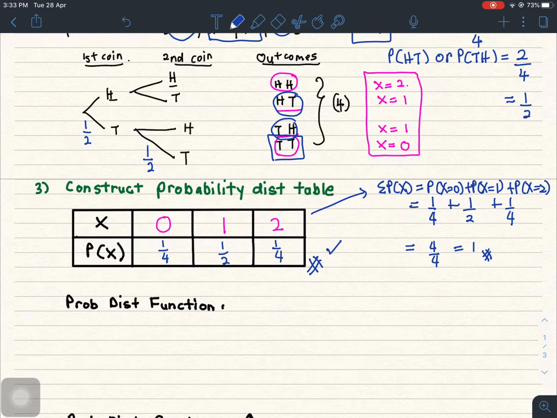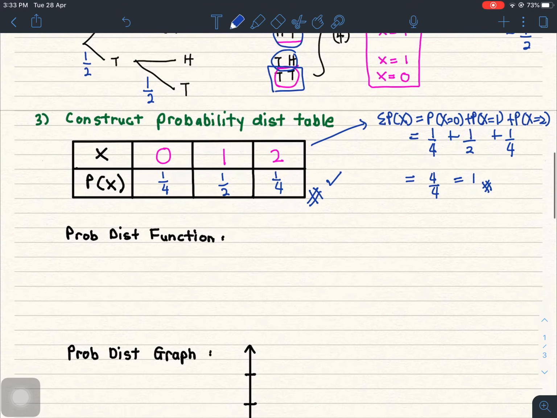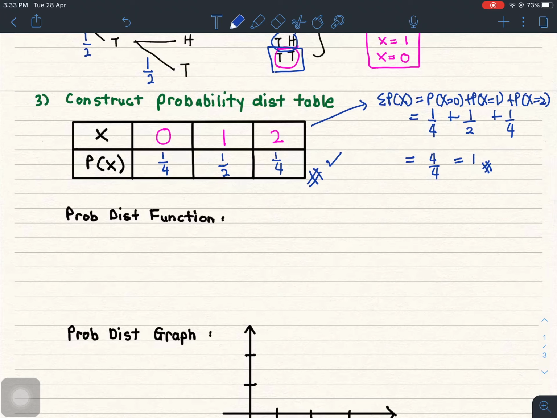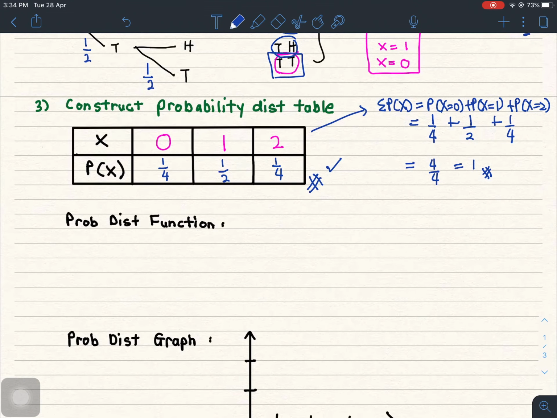Okay? Now, let's see if you want to do the probability distribution function. Okay, now pause a bit if you do not understand. Try to go back and understand what we have done, how to get the distribution table, then come to the probability distribution function. Because to construct the probability distribution function, you need to have the probability distribution table first.